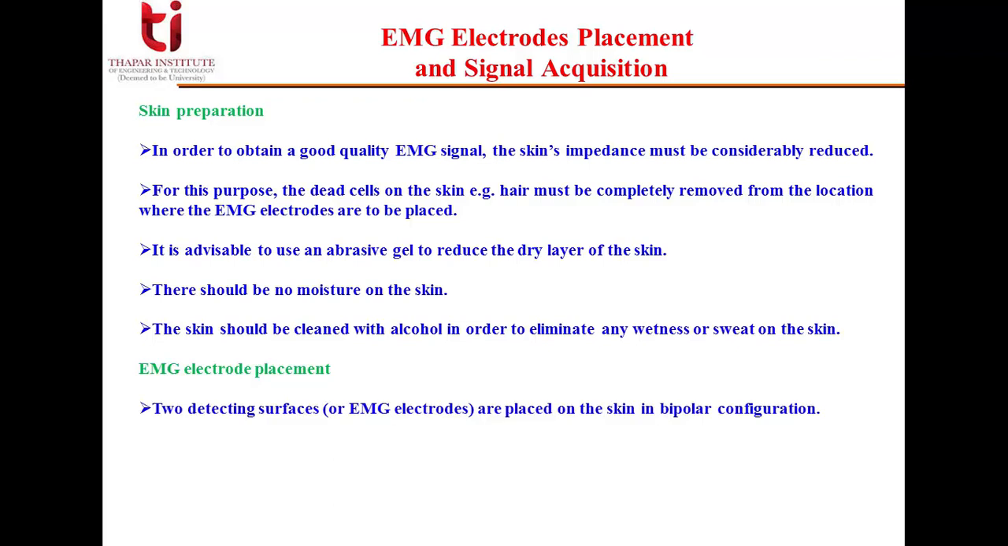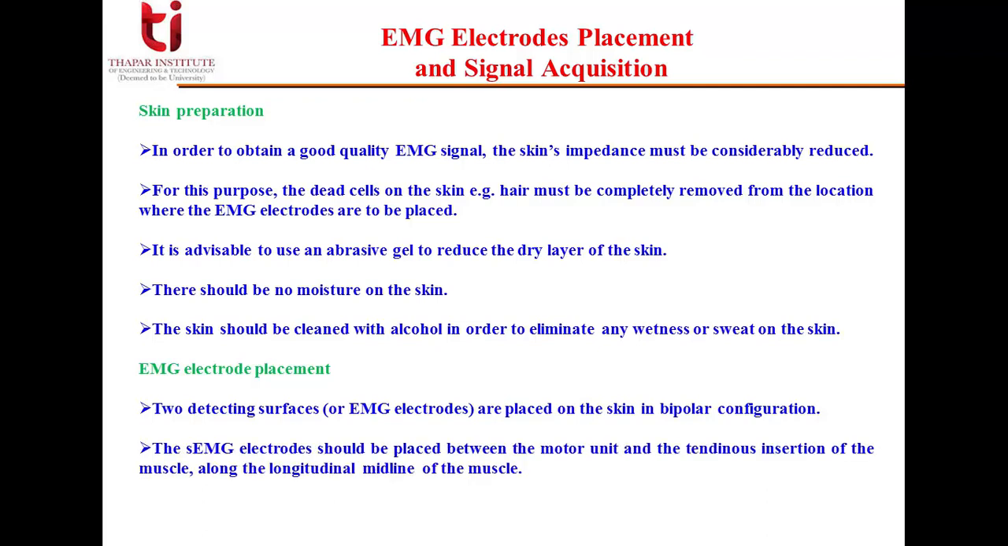Basically, there are two detecting surfaces, or we can say EMG electrodes, that are placed on the skin in bipolar configuration. We will discuss there can be two different types of configuration, monopolar and bipolar. We will see in coming slides. The surface EMG electrode should be placed between the motor unit and the tendinous insertion of the muscle along the longitudinal middle line of the muscle. The distance between the center of the electrodes or detecting surfaces should be only 1 to 2 centimeters.